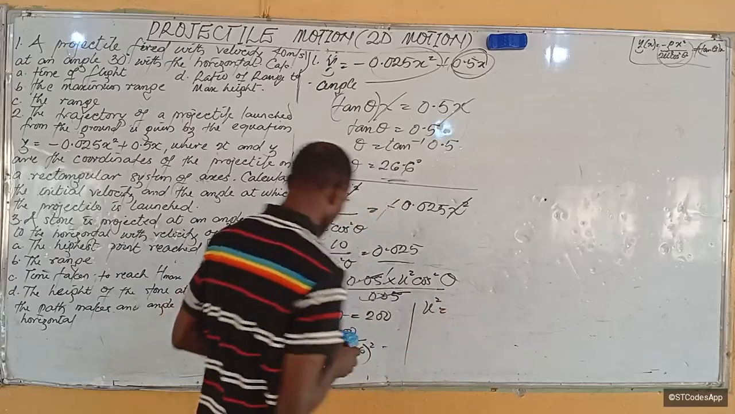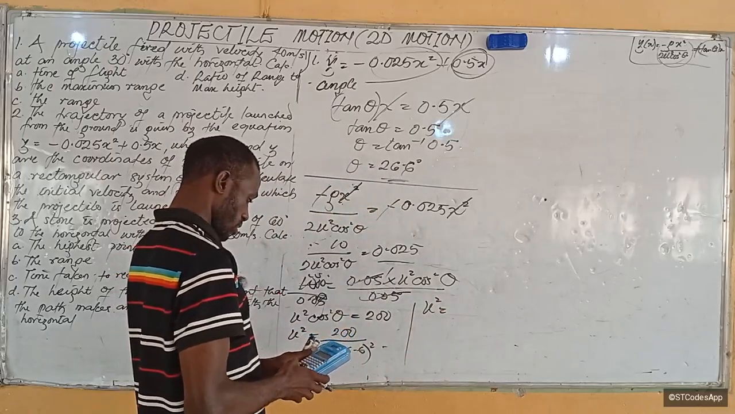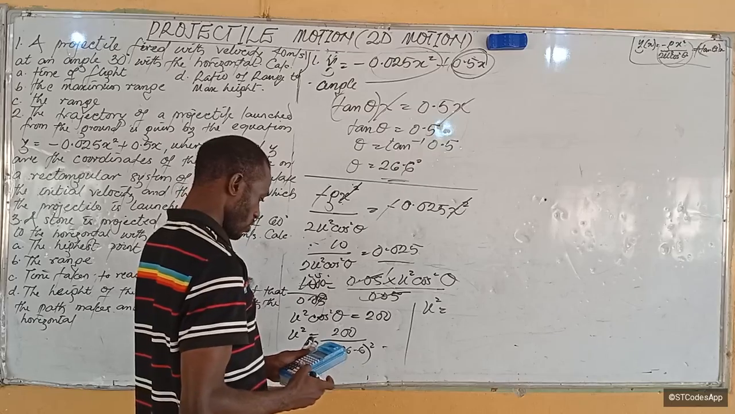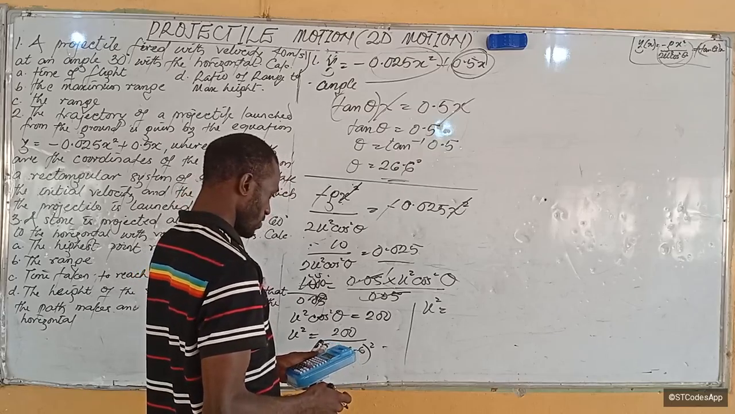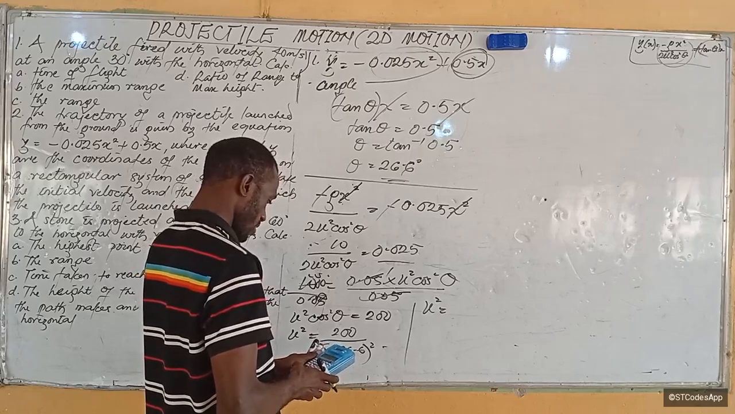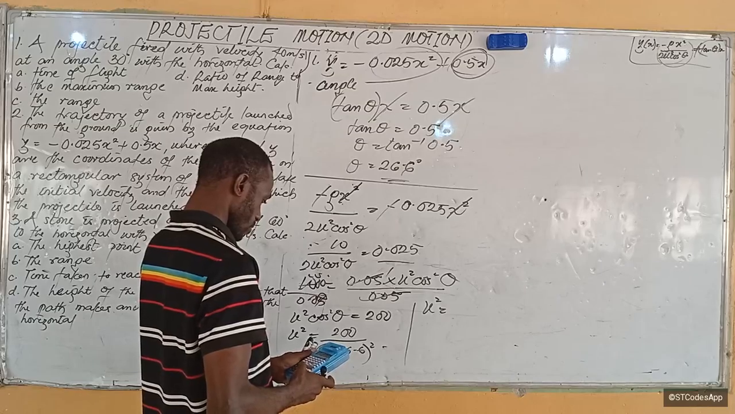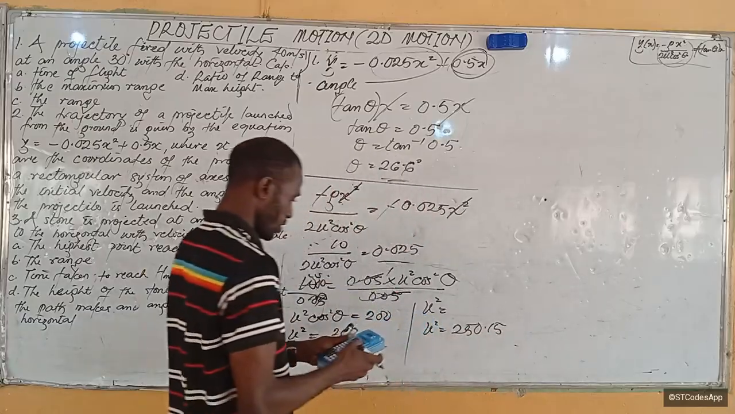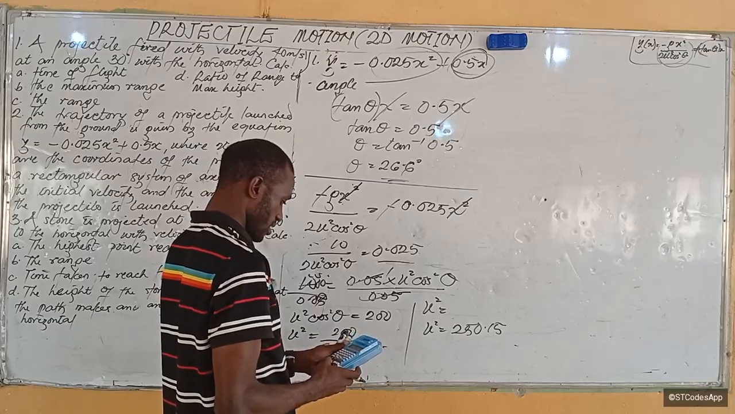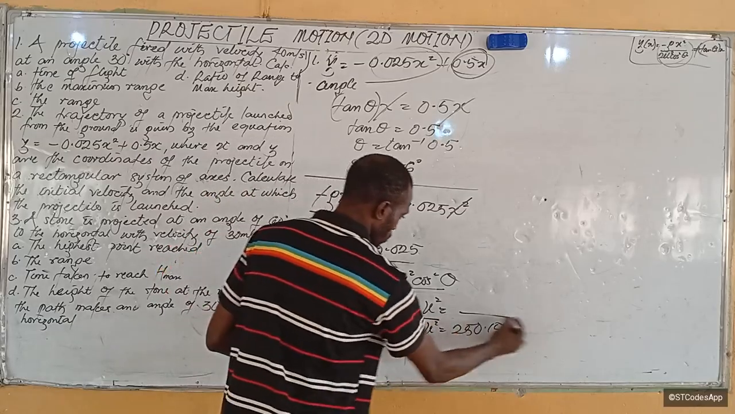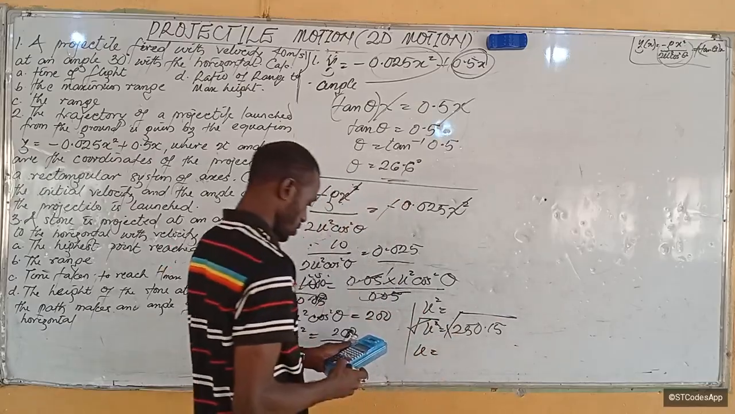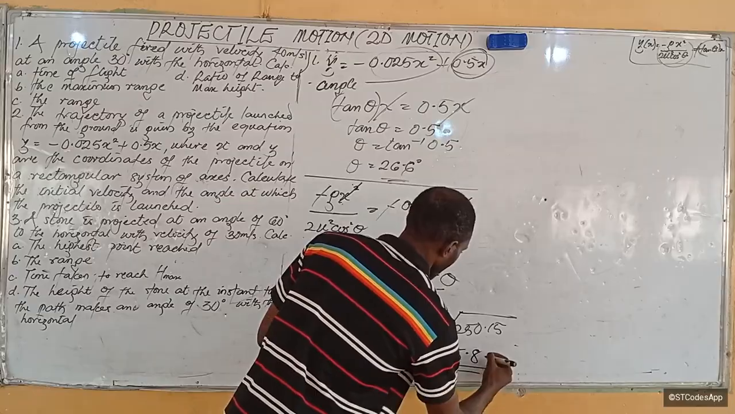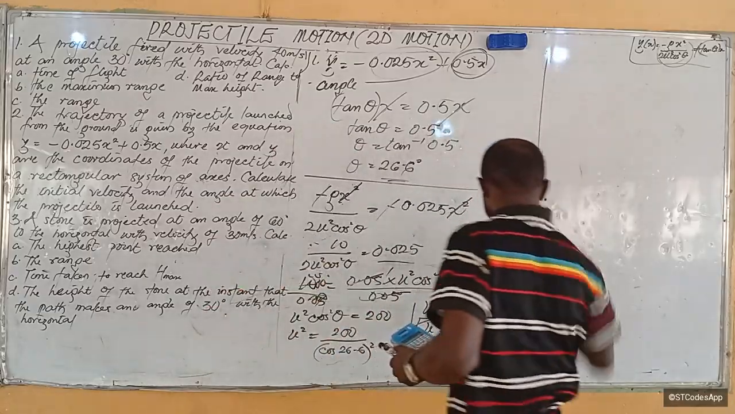What is cos 26.6? When you square it, it becomes 0.7995. So 200 divided by that answer gives you 250. So u squared becomes 250.15. Then we take the square root of both sides, right? So u becomes the square root of that answer, which is 15.8 meters per second. All right, so that's the answer for that one.